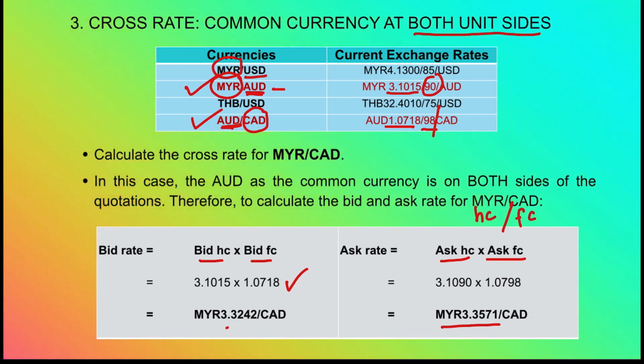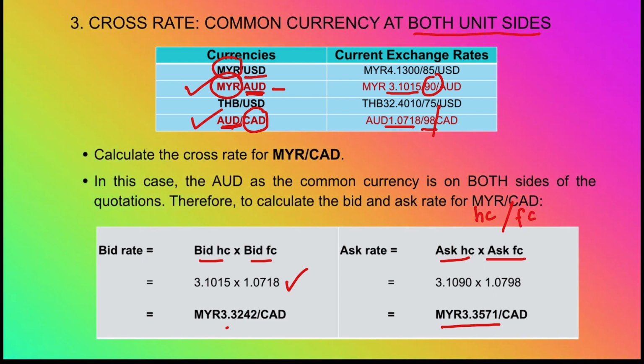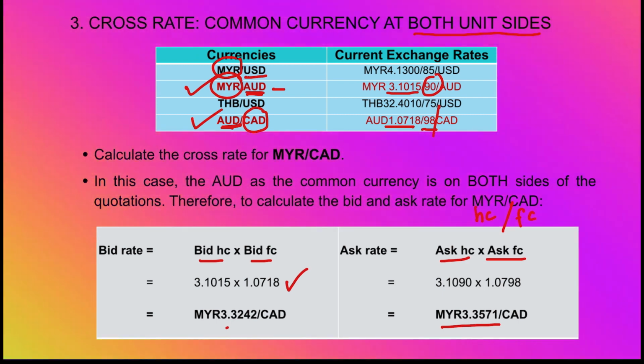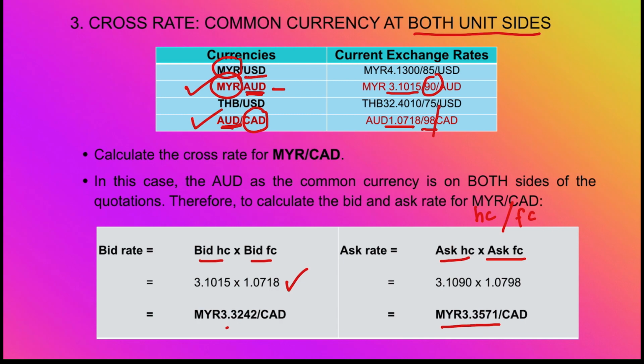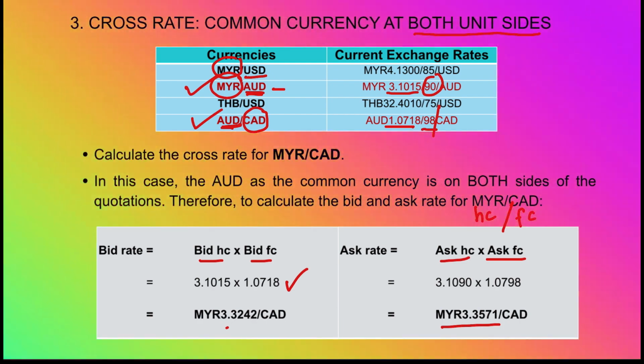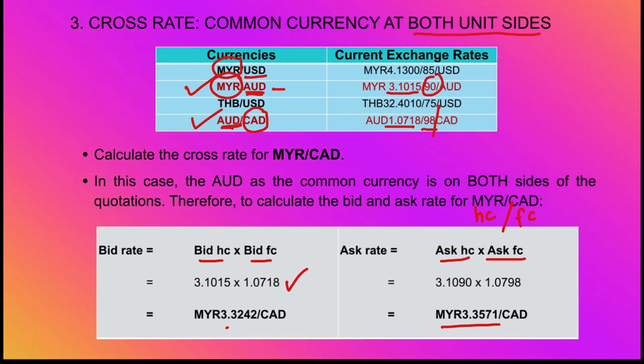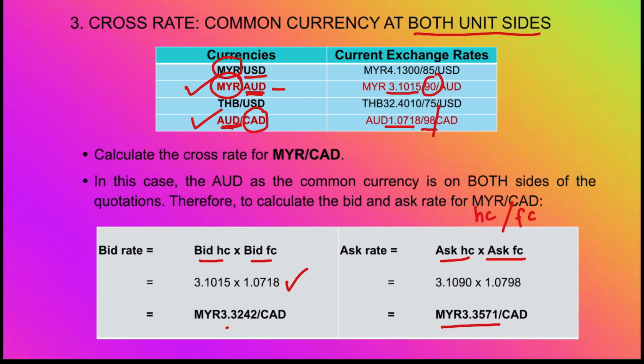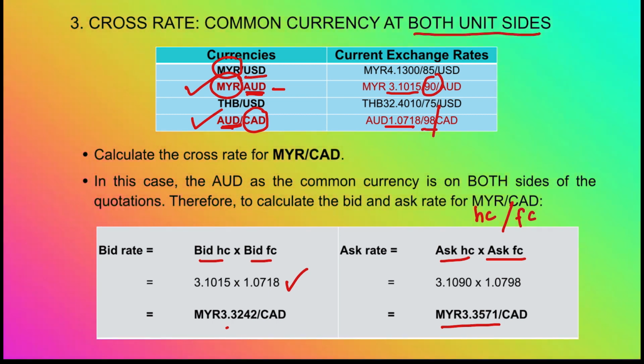Okay, so that's all for this video. As I promised, in this video we covered the bid-ask rate, the bid-ask spread, and how to calculate the cross rate using three ways: common currency at one unit side, common currency at many unit side, or common currency at both unit sides. We will continue in the next video.